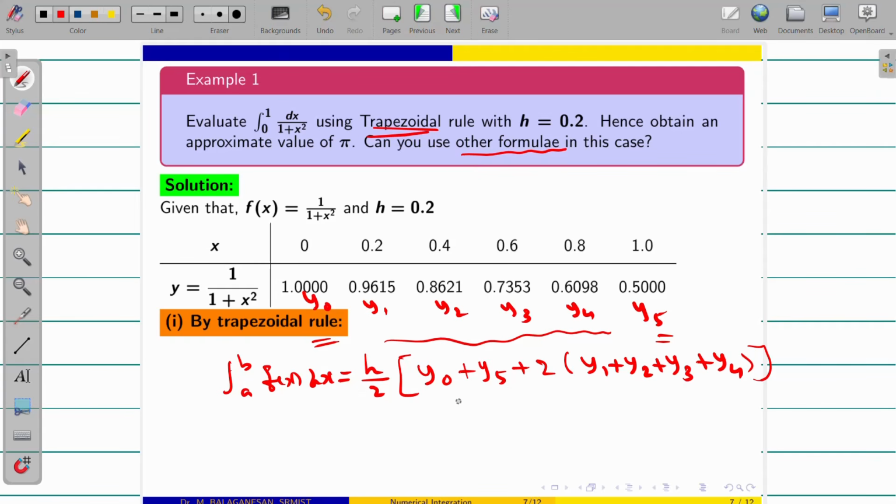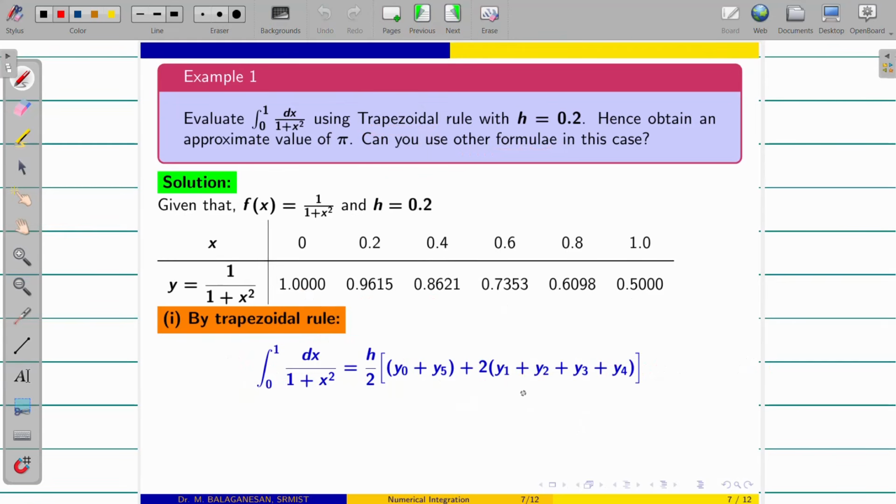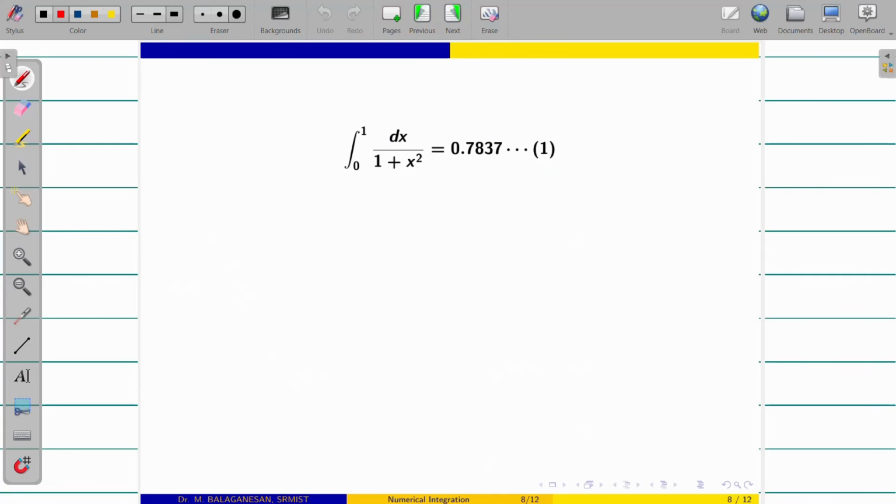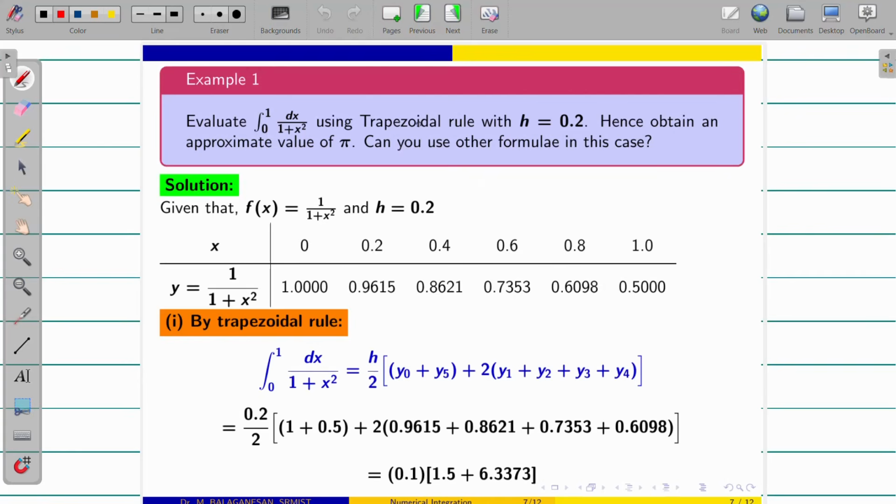That's it, guys. Now apply that concept. Substitute the values from here. Look at that, this is the formula. Up to y4 only you have to write. Do not write y5 again, as we have already taken y5. So first value plus last value plus twice the rest of the values. Substitute the values and we get the answer. This is the answer, guys, by the trapezoidal rule. And additionally, they asked us to find one more thing.